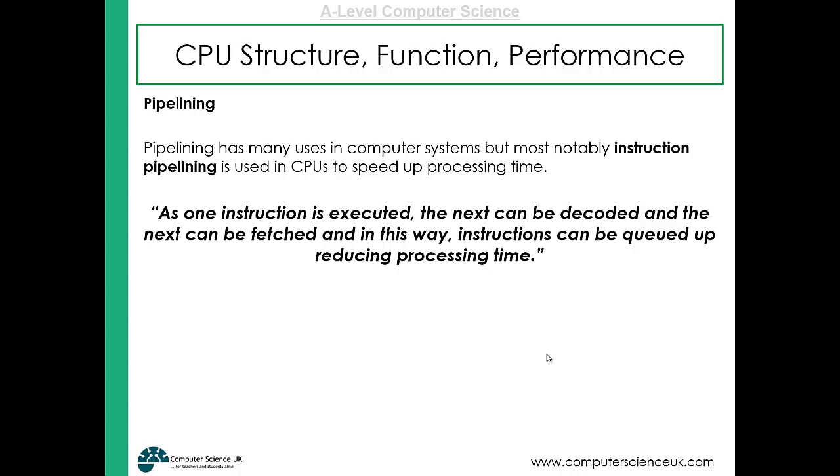So again, say we fetched the first instruction, we decode the first instruction. Whilst that first instruction is being decoded, we can fetch the second instruction. Once that first instruction's decoded, it will move on to the execution stage. So whilst that first instruction is executed, the second one can be decoded, and then we can fetch the third instruction. So by using pipelining, we can reduce the processing time considerably.